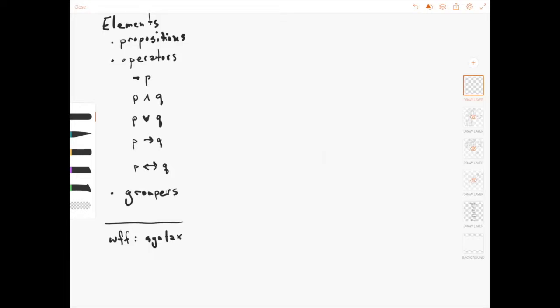Now let's consider the behavior of our last two operators. P implies Q. P implies Q is more or less like the English expression if and then, although sometimes we say implies as the English equivalent of it. So again, let's construct our truth table.